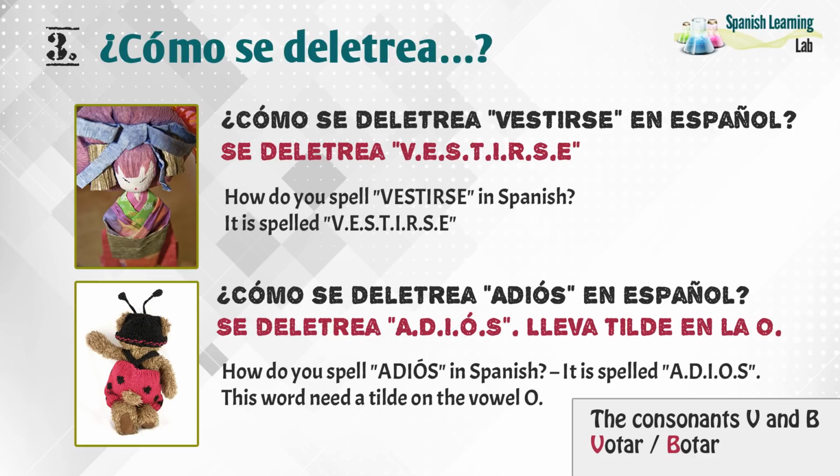When spelling words, the consonants B and V will not be pronounced the same way, but when pronouncing words, the sound will be the same. For example, votar and votar.